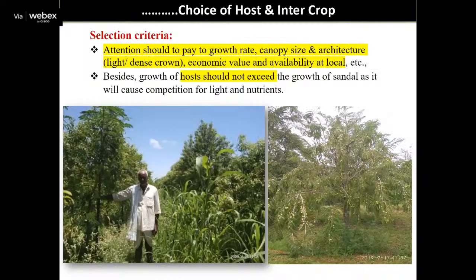While selecting the host plant, what are the criteria or factors we have to consider? We should pay attention to the growth rate and canopy size, the architecture of the plant, whether it is a light or dense crown, and economic value. Further, it should be locally available. Suppose we suggest some different host plant that is not available in your local area, then it is a problem for the farmer. So you have to take the locally available host plant. Besides, the growth of the host plant should at no cost exceed the growth of the sandal, as it causes competition for light and other nutrients for the sandal.